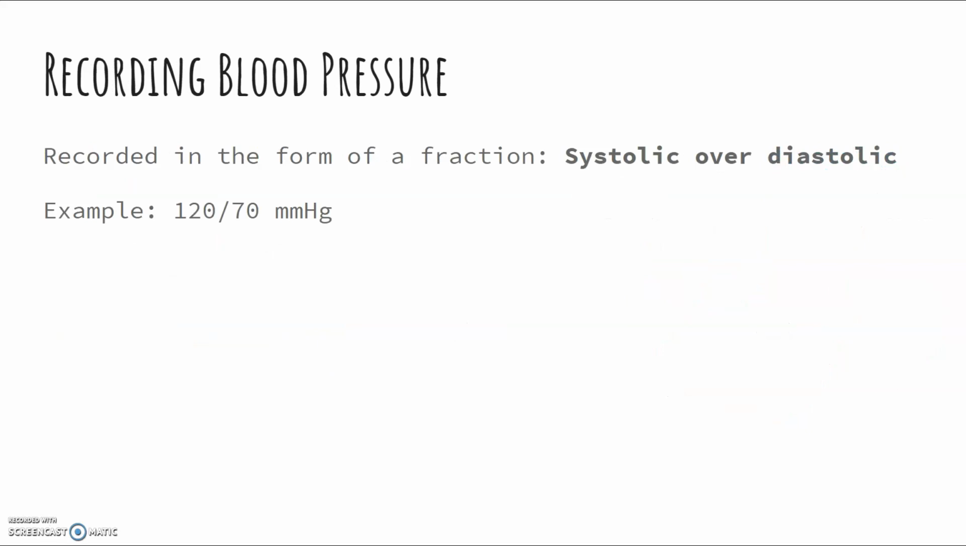All right, so recording. We record it in the form of a fraction, the systolic number over the diastolic. My example before was 120 over 80. It could be 120 over 70. The 120 is your systolic, and the 70 is going to be the diastolic. Here are your units, millimeters of mercury.